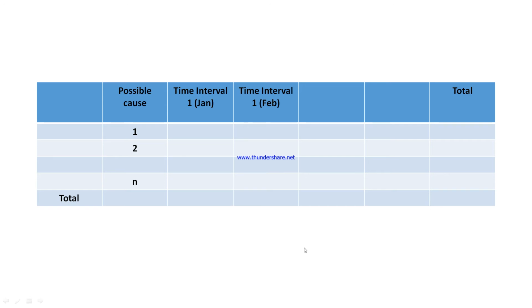And also when you take the column totals, you will get how many problems you have in the month of January, how many problems you have in the month of February. So you can check which time interval is having the high frequency of defects, so high frequency of problems. So for that also you can find out the reasons and you can eliminate those problems to improve the quality of the process, right? So this is how you develop a check sheet with your process.